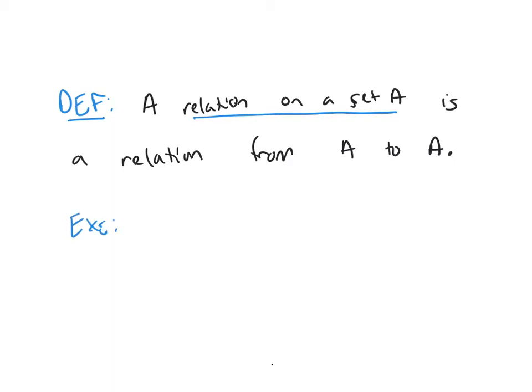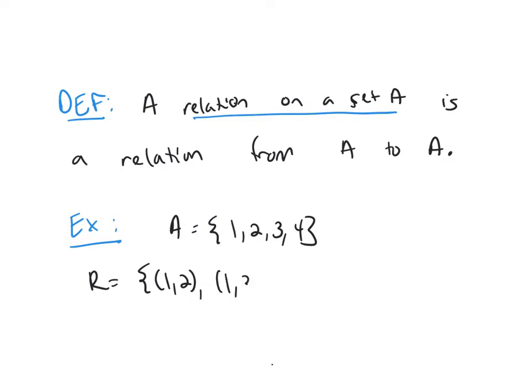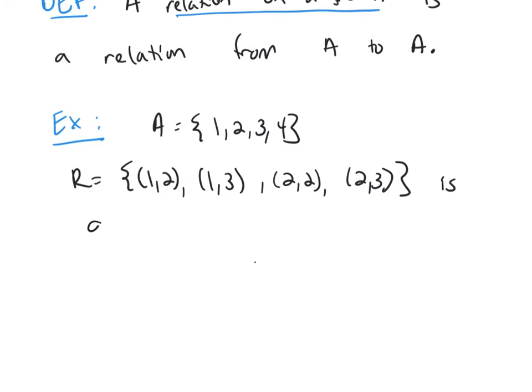So let's start with this first one. Let's say A is the set {1, 2, 3, 4}. Then R = {(1, 2), (1, 3), (2, 2), (2, 3)} is an example of a relation on A.